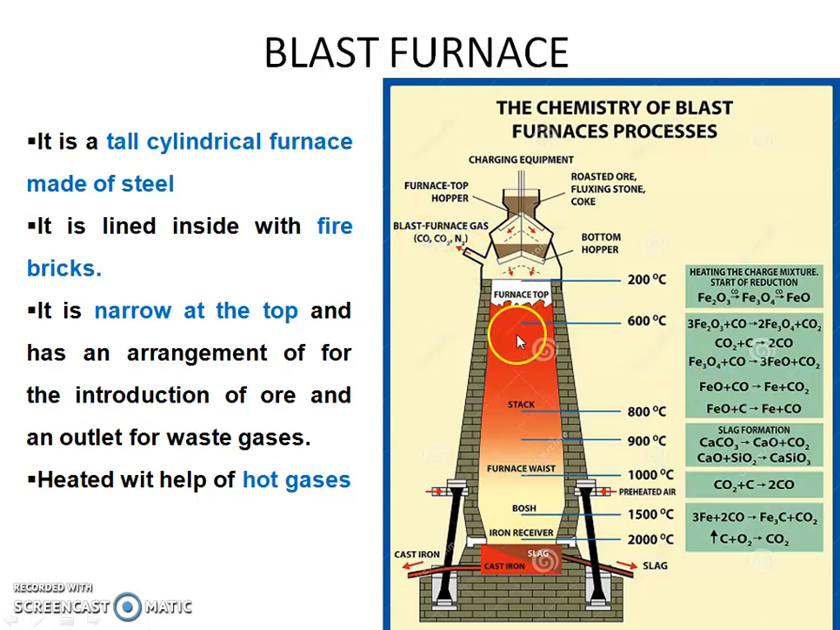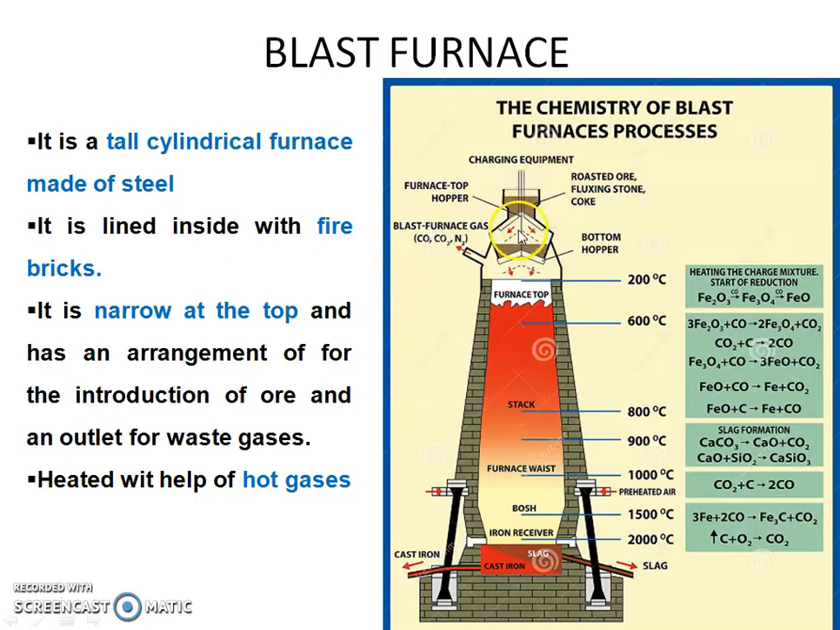So you are watching what are the different zones in the blast furnace. There are different zones in the blast furnace. This downward zone is the highest heating component. Here the temperature is very high, around 2000 degrees Celsius. Then going upward, the temperature decreases.